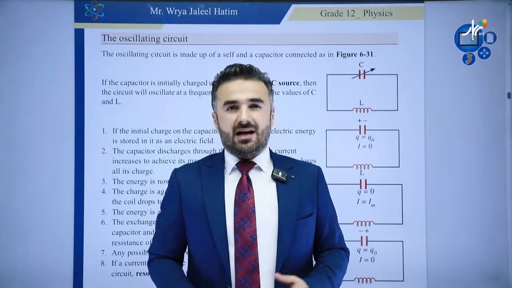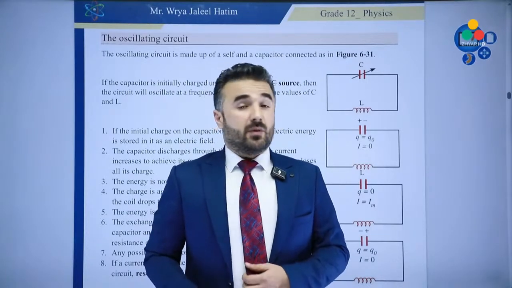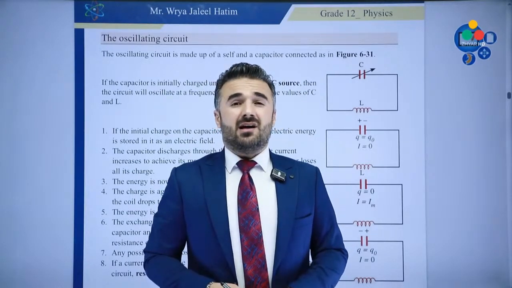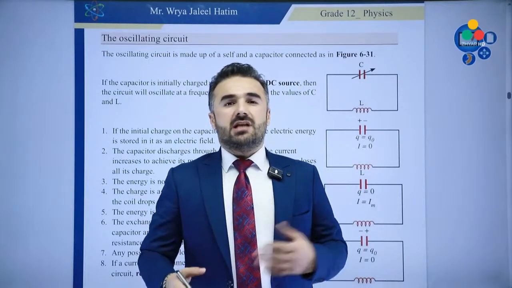We said I total, or I effective total, equals the square root of IR squared plus, but remember, IC this time minus IL, and then close the bracket and square the whole bracket. That was for the current.